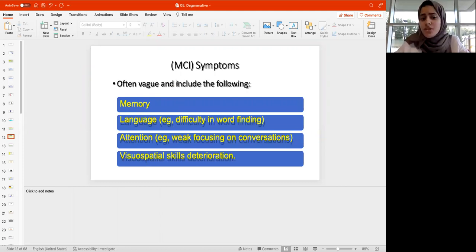So MCI, as I mentioned, is usually vague. What deficits do they have? They have memory deficits, and deterioration of language, attention, and visual spatial skills, but their independent skills of daily living are not affected, okay? Because again, it's mild.